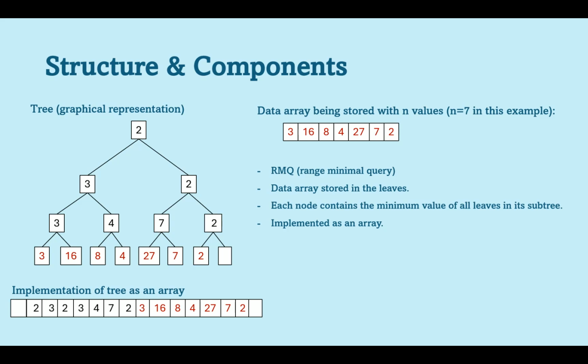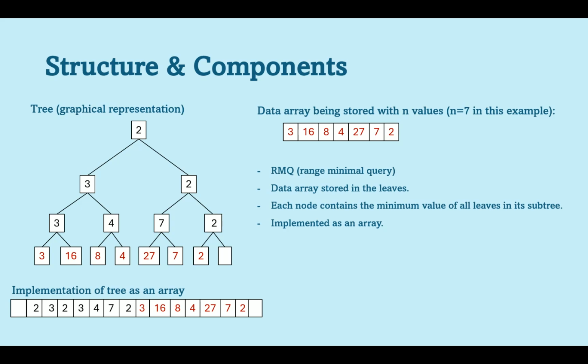We are looking for a data array being stored with n values, and for the sake of this example, n will equal 7. The example we will be doing is RMQ, range minimum queries, meaning making queries of min values determined in intervals of this array. The data array is stored in the leaves of the tree, while each node contains the minimum value of all leaves in the subtree. For example, the value 3 is the min value for all of its subnodes below it.